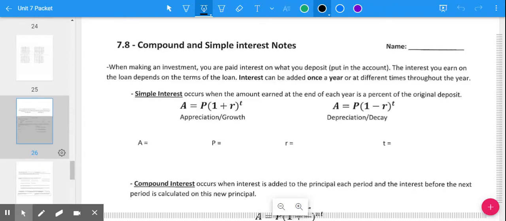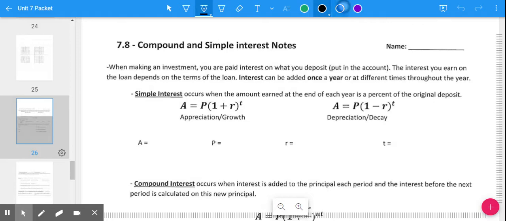This is 7.8, compound and simple interest. When making an investment, you are paid interest on what you deposit or put into the account. The interest you earn on a loan depends on the terms of the loan. Interest can be added once a year or at different times through the year. Simple interest occurs when the amount earned at the end of each year is a percent of the original deposit.